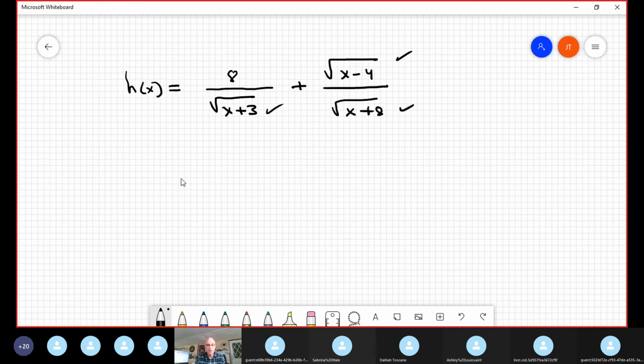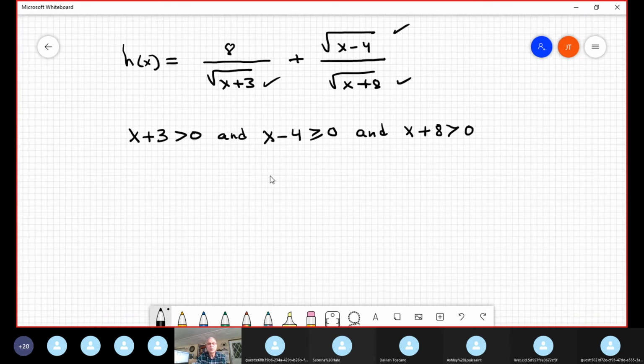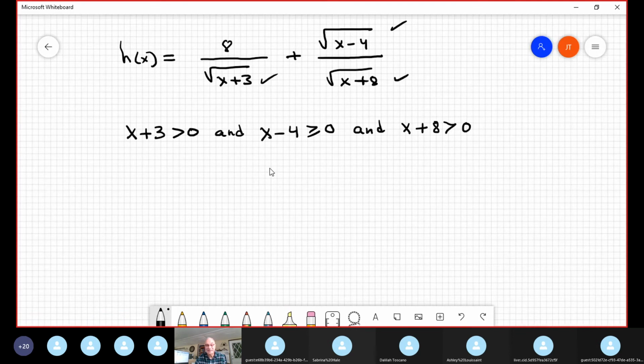You set up a radical in the bottom positive, and radical in the top non-negative. And again, radical in the bottom positive. Okay, and this is my compound inequality, in this case formed by 3 inequalities. Okay, let's solve them one by one, and finally the intersection graphically.